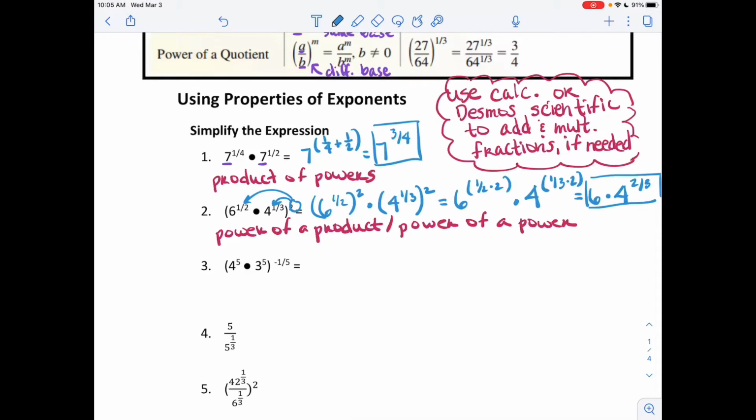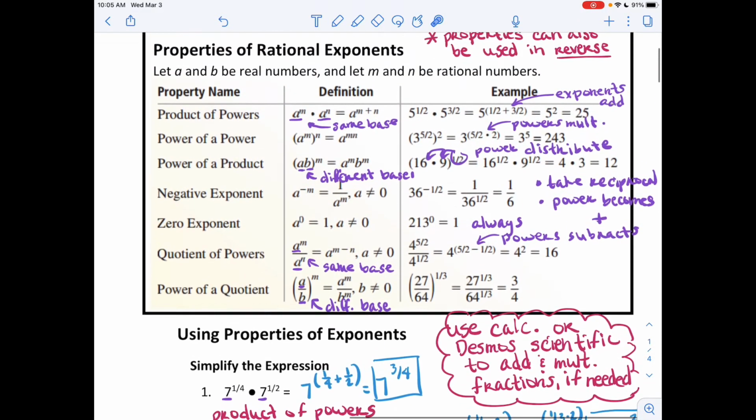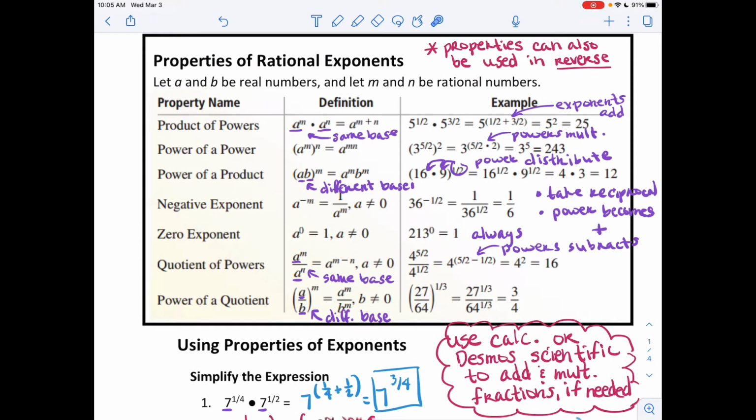Let's take a look at example number 3. So I notice that in this case I have different bases on the inside but the same exponent. And so if I look up here, I see that this looks very similar to power of a product, but kind of in reverse. I have two things multiplied together that are different bases and the same exponent.